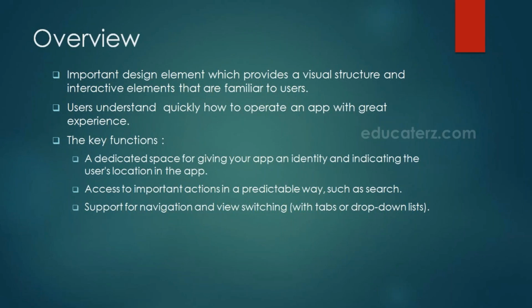Let us suppose we have 10 activities in our application. If you don't know where you are exactly, then it is useless. So this app bar or action bar gives that mechanism for the user to understand where exactly they are in that particular application. And access to important actions in a predictable way, such as search. By default, for every application you'll find this search button in your app bar, and you'll find settings also. It also has support for navigation and view switching; you can even add tabs or a drop down list to your application bar or app bar.